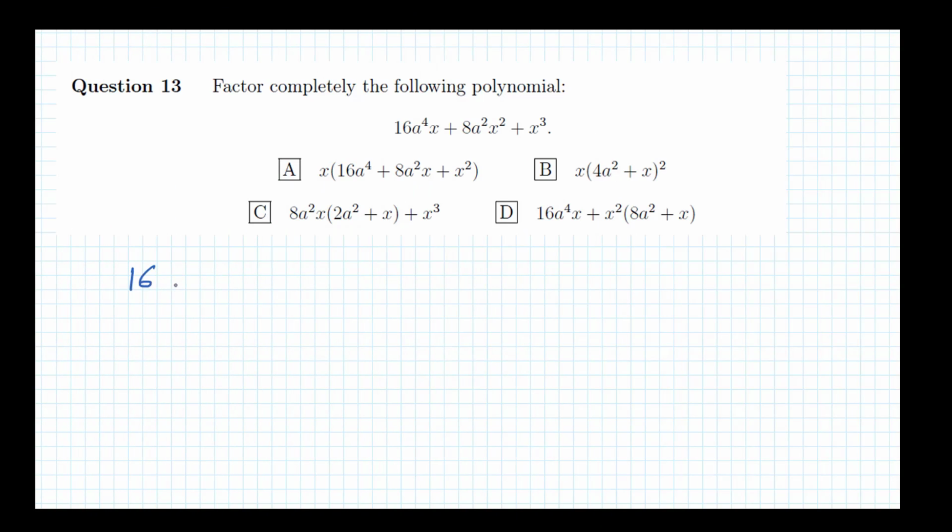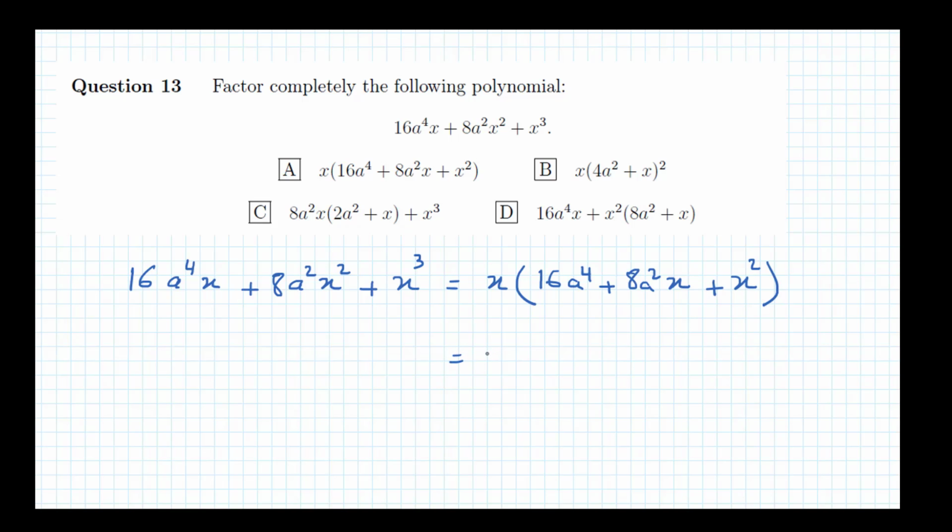In question 13, we want to factor completely the following polynomial, which is 16a to the 4 x plus 8a squared times x squared plus x cubed. In this polynomial, we remark that x is a common factor. So in the first step, we will put x as a common factor: 16a to the 4 x plus 8a squared x squared plus x cubed equals x times (16a to the 4 plus 8a squared x plus x squared).